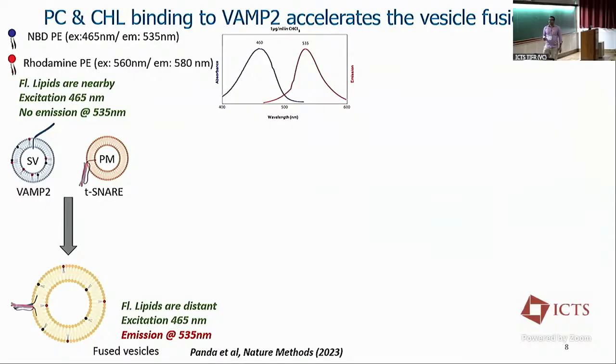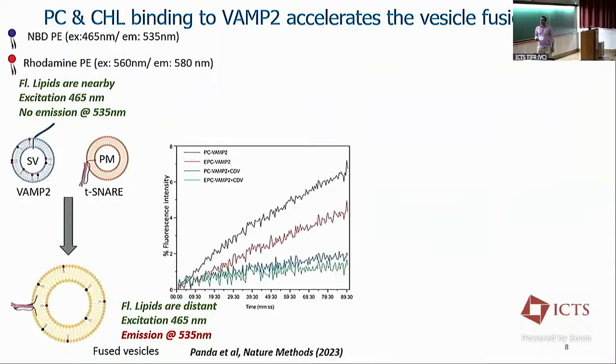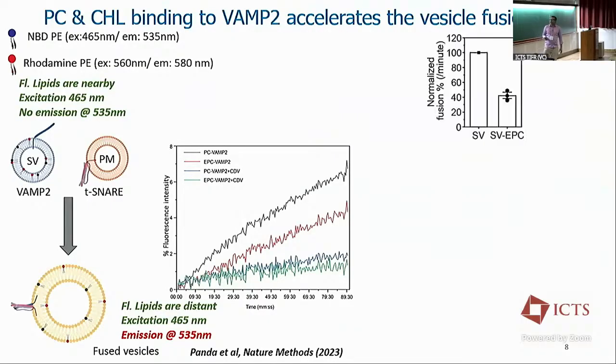Now when they are in close proximity in the same vesicle, they quench each other because of the overlap in the emission spectra. But if you mix this vesicle with the t-SNARE vesicle, then they will fuse, and because of fusion, they will be distant apart and you will start getting a fluorescent signal. From this fluorescent signal over time, you can quantify how much fusion is happening. So when we applied this, taking the PC as 100%, you see that in the ether PC, where VAMP2 doesn't bind, there is a 60% abrogation of fusion rate.